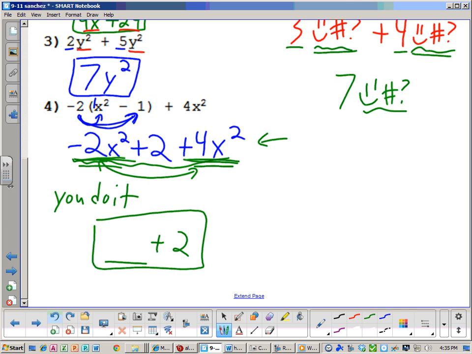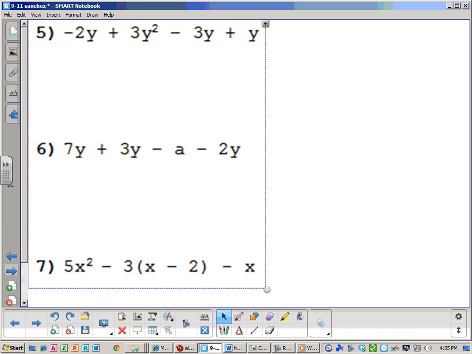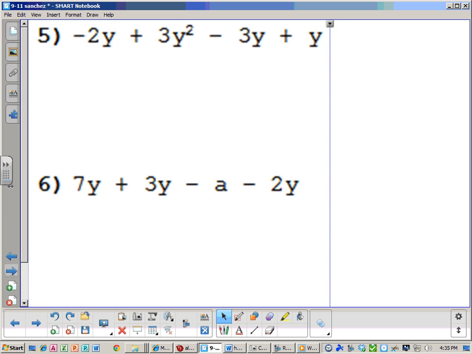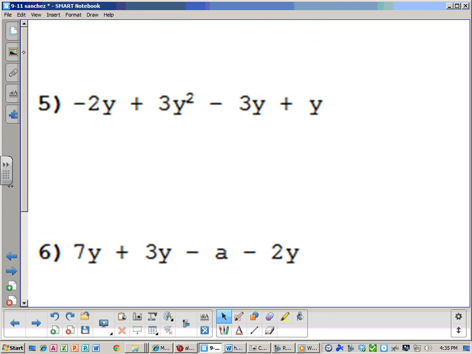All right, now, next page, I think, honestly, let me see. Oh, yeah, y'all could do that. It's not that bad. That's too high. Bring it down. Okay. Really easy. Just combine like terms.